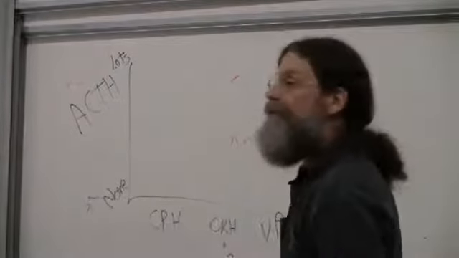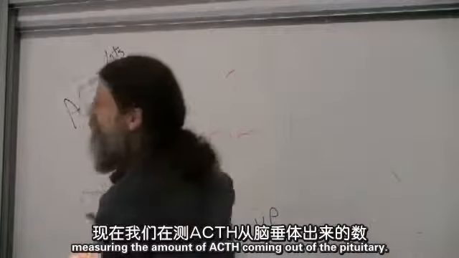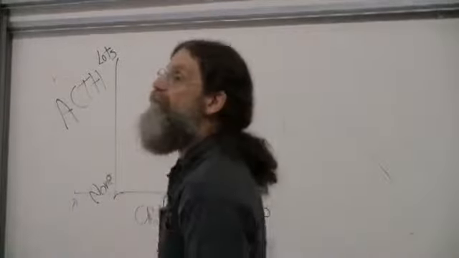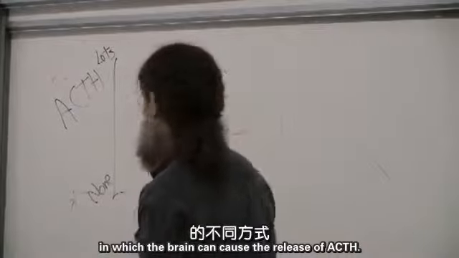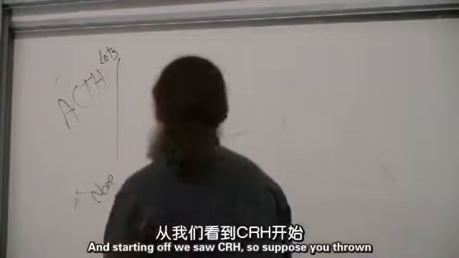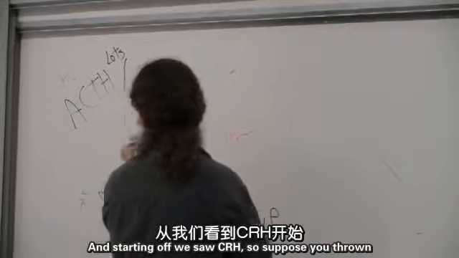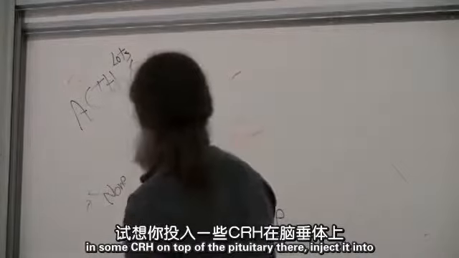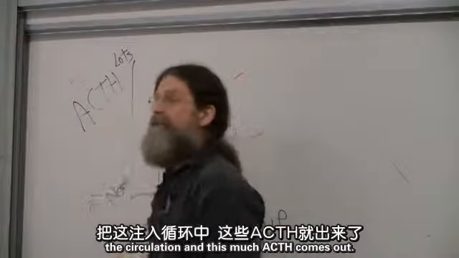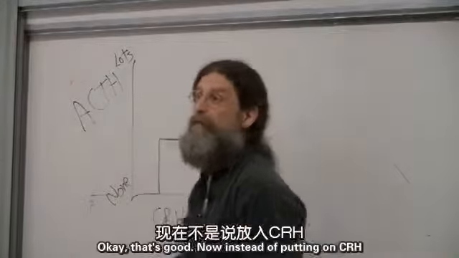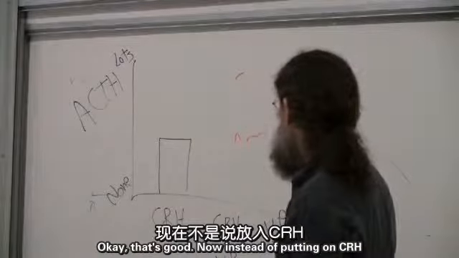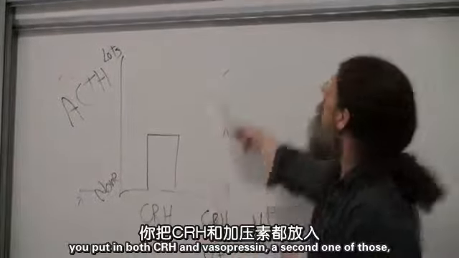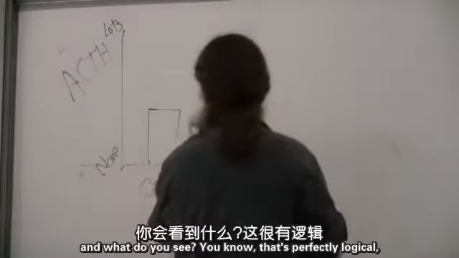Okay, so now we're measuring the amount of ACTH coming out of the pituitary. And back to that deal that we got all those different ways in which the brain can cause the release of ACTH. And starting off, we saw CRH, so suppose you throw in some CRH on top of the pituitary there, inject it into the circulation, and this much ACTH comes out. Okay, that's good. Now instead of putting on CRH, you put in both CRH and vasopressin, a second one of those, and what do you see?